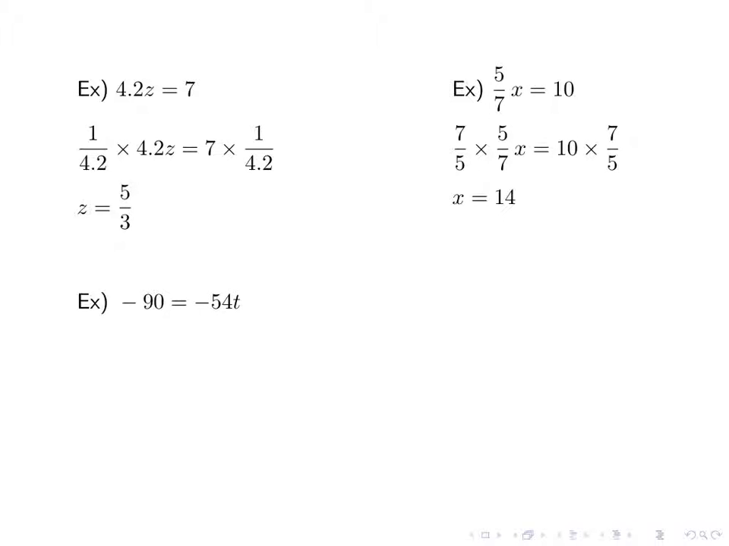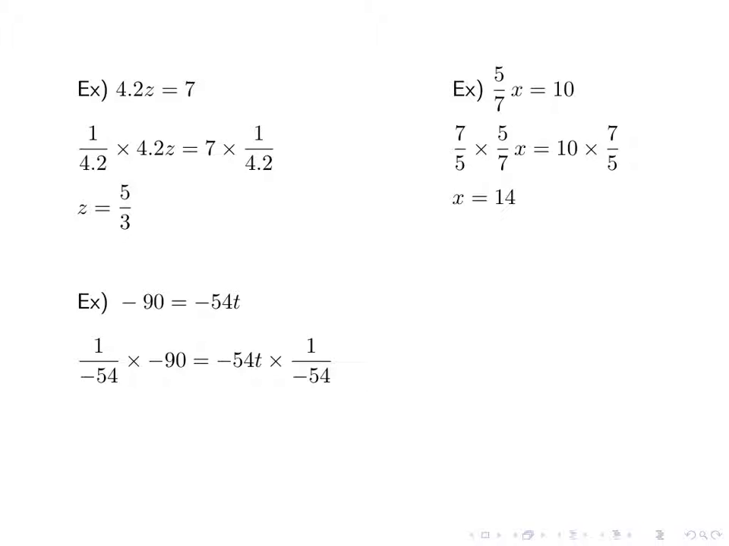All right, 2 more to go. Negative 90 equals negative 54t. So to get t by itself, we can again divide both sides by negative 54. Or, again, if you want to think of it as multiplying both sides by 1 over negative 54. So you can think of it either way.